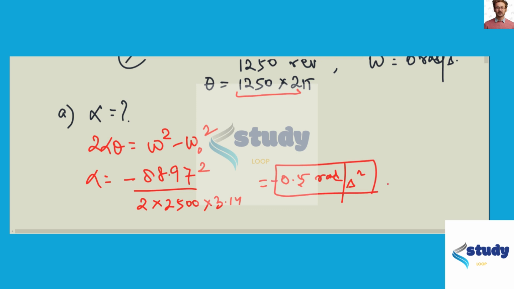And of course, it will be in negative values because the negative value just indicates that due to this retarding angular acceleration, the fan will be able to come to a complete stop.